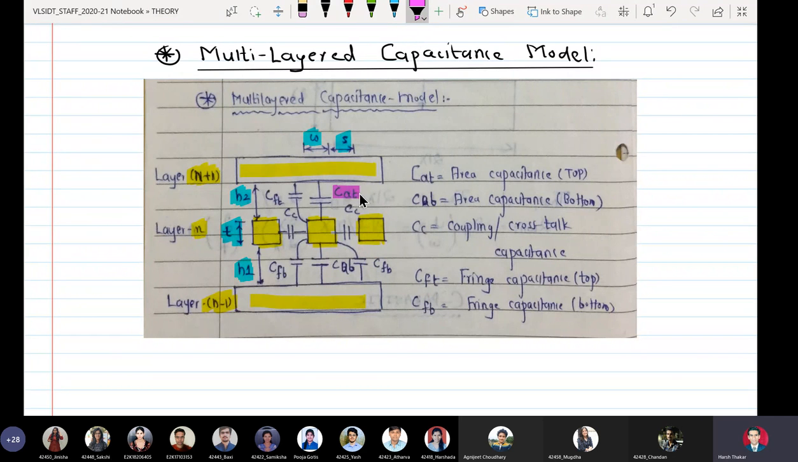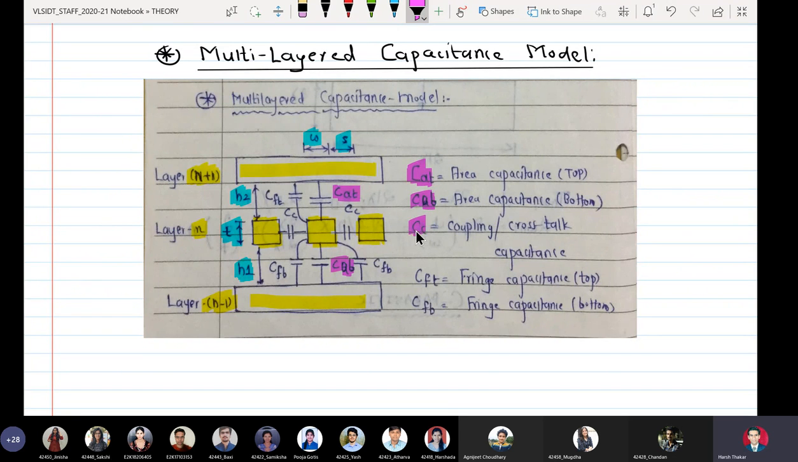So we have the first capacitance CAT. CAT is called area capacitance. And we have CAB here, another capacitance. CAB is called area capacitance bottom. So CAT is the area capacitance between the wire and the upper layer, and CAB is the capacitance between the wire at layer N and the layer N minus 1. So CAB, area capacitance bottom.